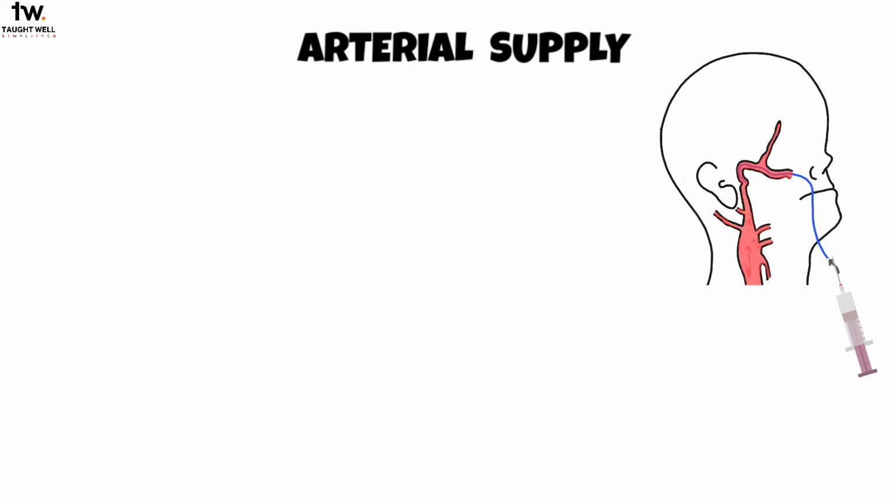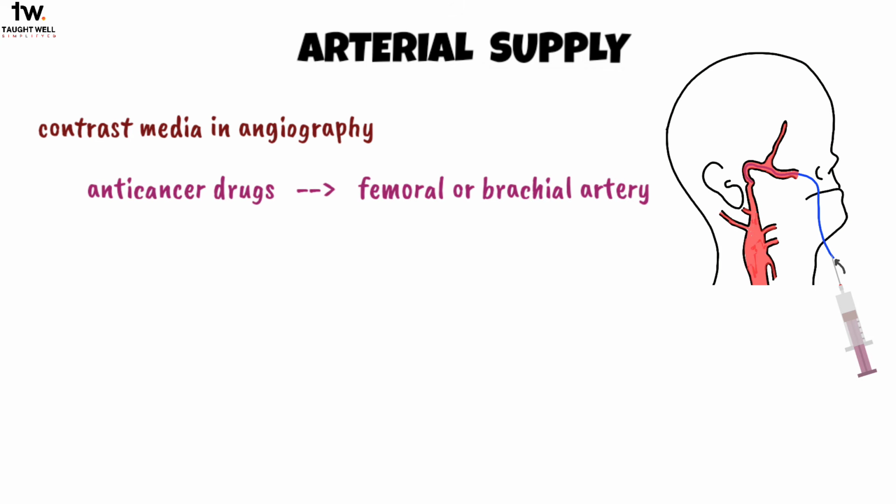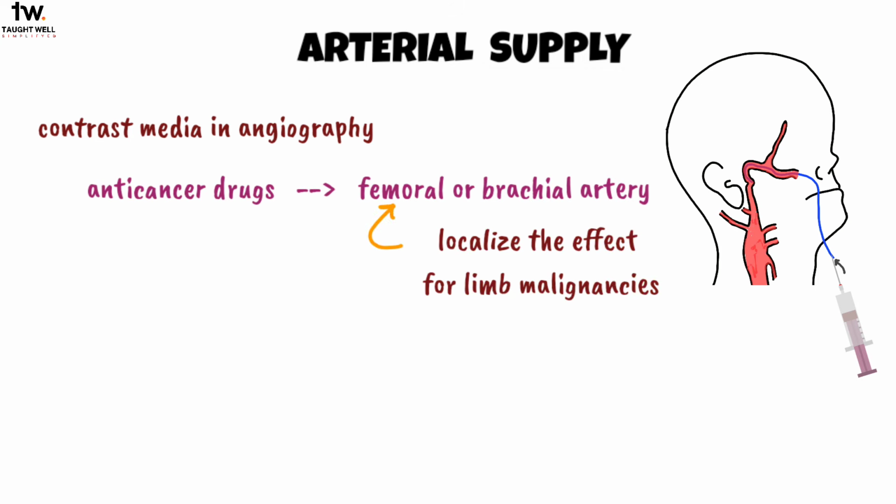Talking about the arterial supply route, some examples are intra-arterial injection, which is used for contrast media in angiography. Also, anti-cancer drugs can be infused in femoral or brachial artery to localize the effect for limb malignancies.